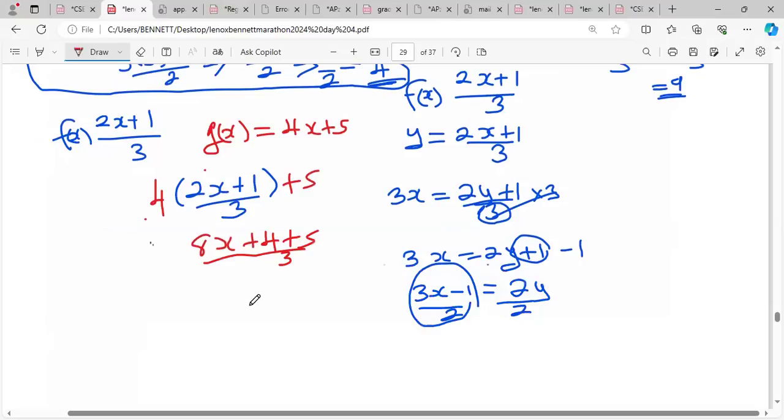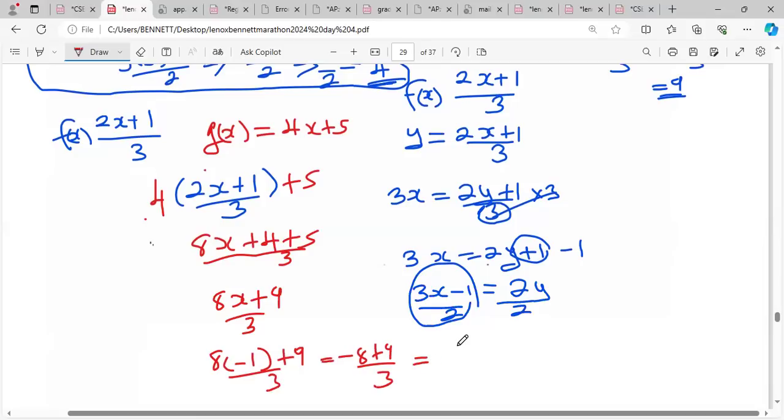Now the 4 and the 5 are the only like terms, so it will be 8x plus 9 over 3. So now we're going to substitute negative 1 where x is. So it will be 8 times negative 1 plus 9 over 3. 8 times that will give us negative 8 plus 9. So this is going to work out to plus 1, and we'll put it over the denominator. So that's 1 over 3.